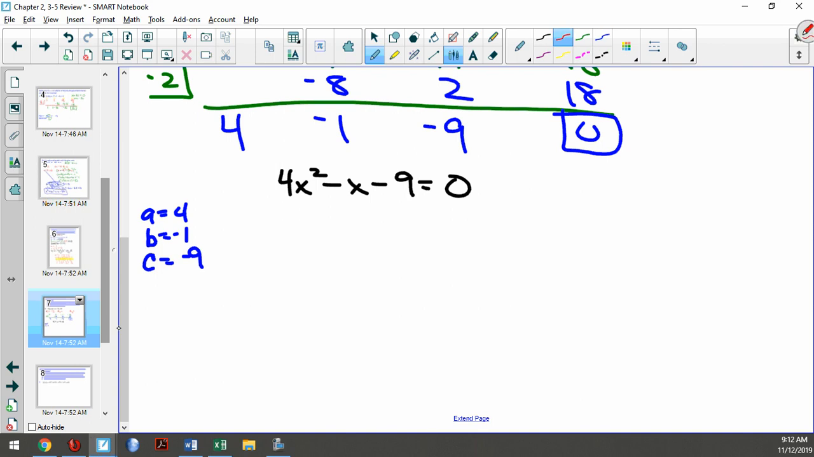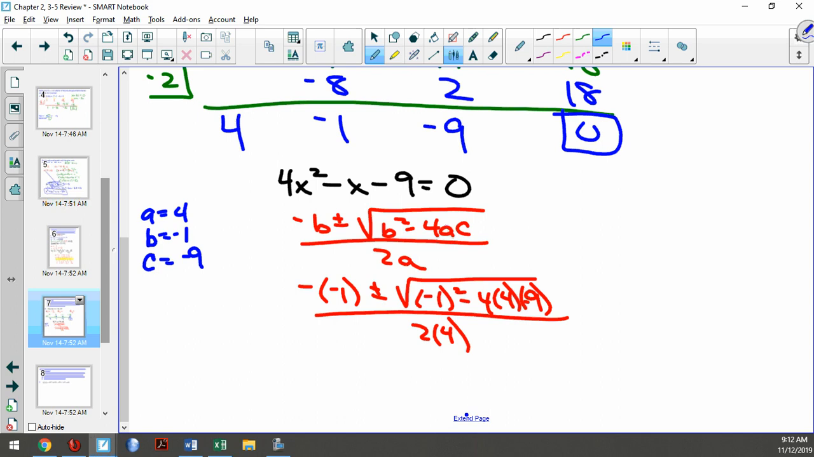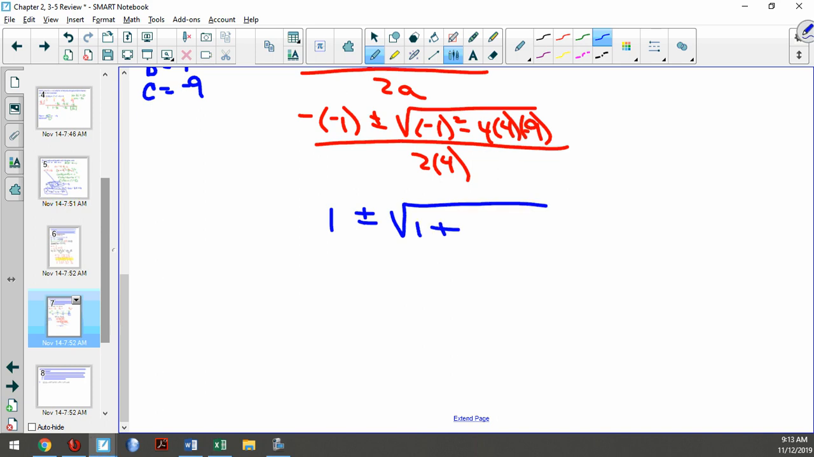So this is going to be negative B plus or minus the square root of B squared minus 4 times A times C, all over 2A, and I plug and chug. Negative negative 1 plus or minus the square root of negative 1 squared minus 4 times 4 times negative 9, all over 2 times 4. Yes? A double negative creates a positive. Negative 1 squared is 1.